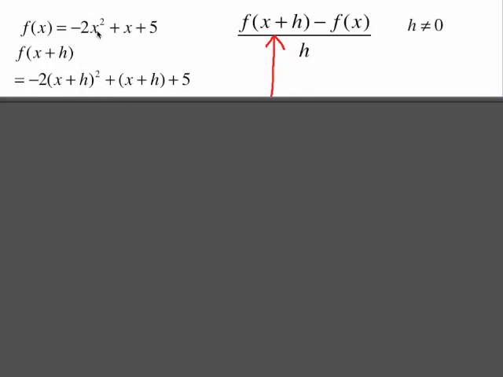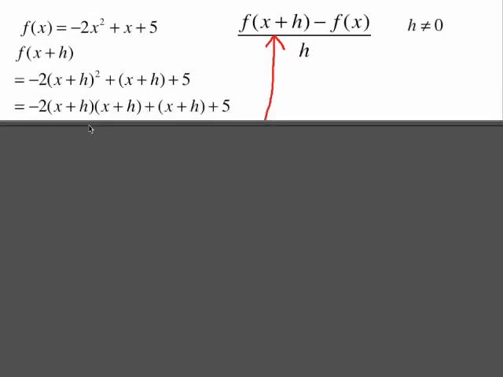So x plus h goes in place of that x, x plus h goes in place of that x, and the 5 just tags along. It's going to be the same process as we did before. We're going to have to square out this x plus h. So write it out twice so that you can FOIL it.